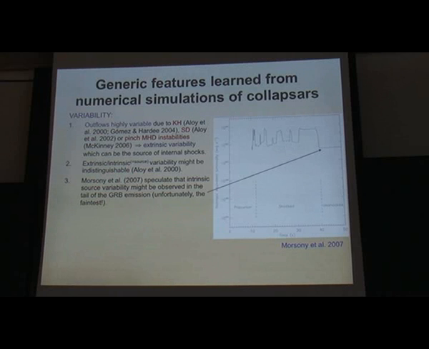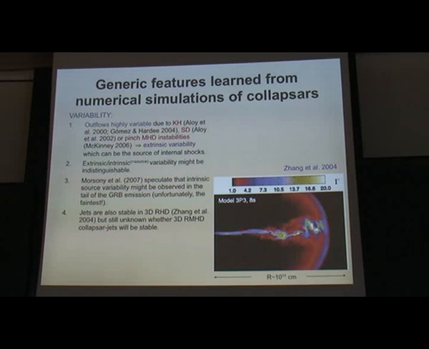According to the claims of Morsony and co-workers, maybe if the jet is long enough, in the latest tail of the jet, so in the tail of the gamma ray burst emission, if the inner engine is variable, one may see some variability over there, but that's to be tested. Jets have been shown to be stable in three-dimensional relativistic hydrodynamic simulations, but it's still to be proven that they are stable to kink instabilities in three-dimensional relativistic magnetohydrodynamic models.